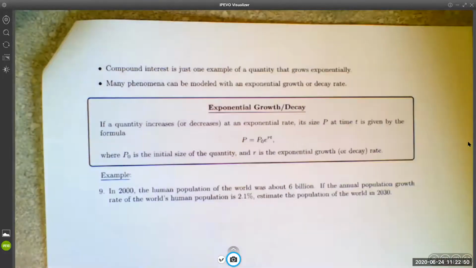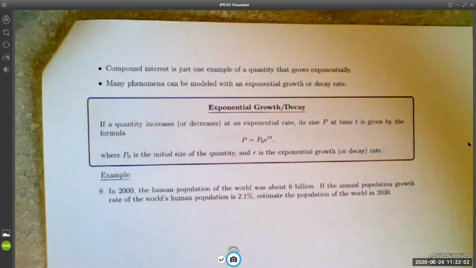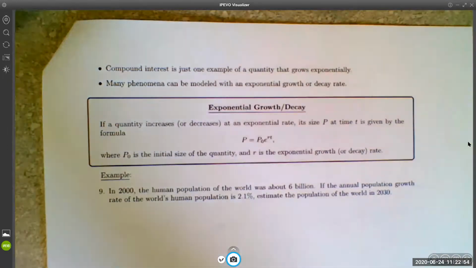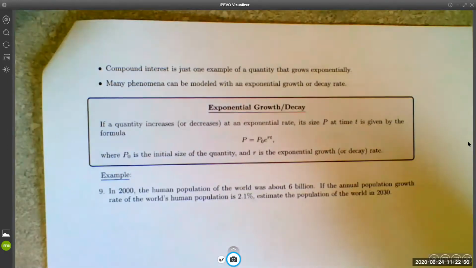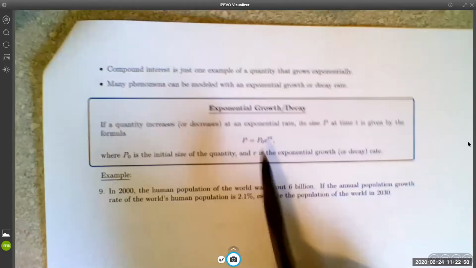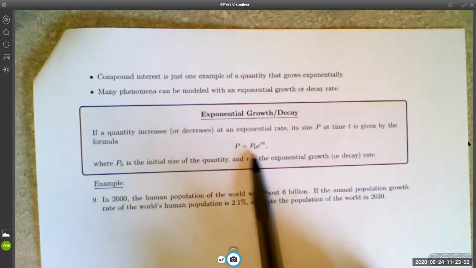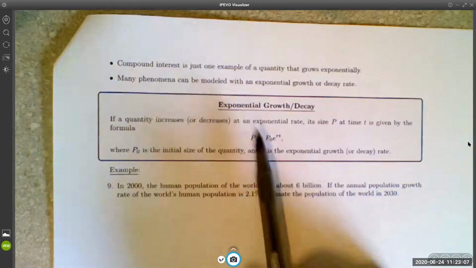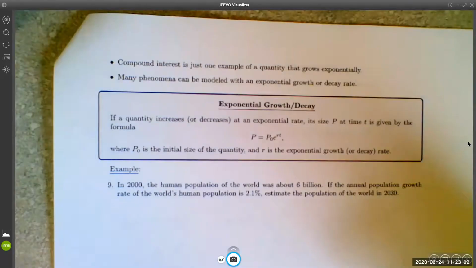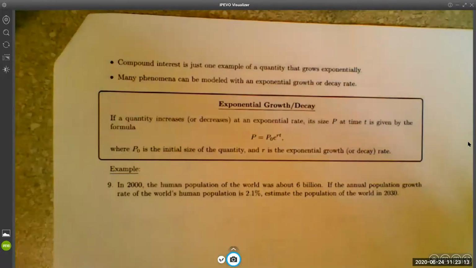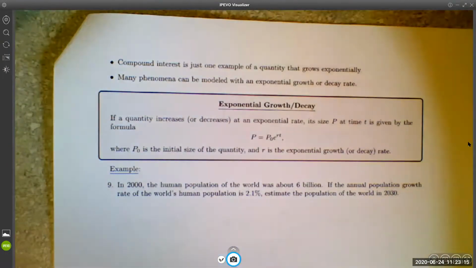Of course, compound interest is just one example of a quantity that grows exponentially. There are many phenomena that can be modeled with an exponential growth or decay model. And this formula that we had for continuously compounded interest is more generally used as the exponential growth and decay model. There are lots of things that follow an exponential growth or decay model. Let me give you an example.